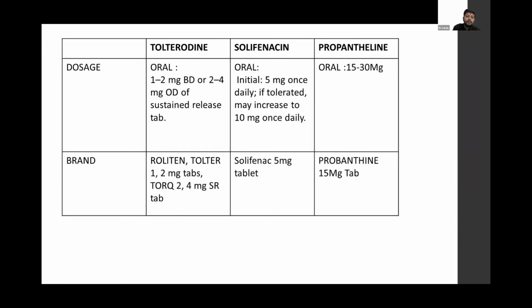Dosage for these 3 drugs: for tolterodine, orally 1 to 2 milligram twice daily, or 2 to 4 milligram once a day for sustained release tablet. For solifenacin, it can be initially started as 5 milligram once daily, and if tolerated, it may be increased up to 10 milligram once daily. And for propantheline, oral dose is 10 to 30 milligram.